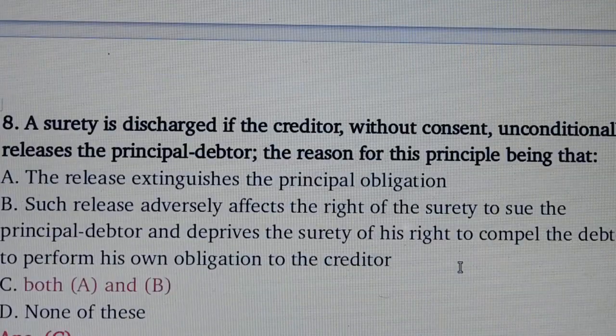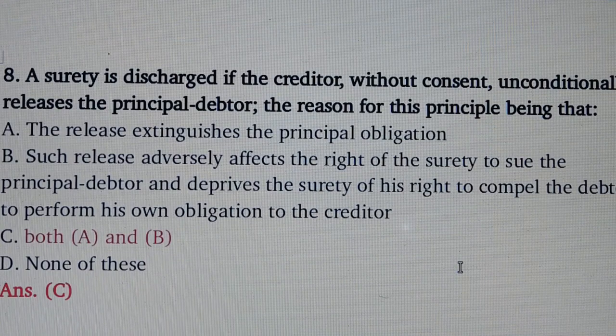Question number 8. A surety is discharged if the creditor without consent unconditionally releases the principal debtor. The reason for this principle being that. Answer is option number C, both A and B. Option A, the release extinguishes the principal obligation. Option B, such release adversely affects the right of the surety to sue the principal debtor and deprives the surety of his right to compel the debtor to perform his own obligation to the creditor.